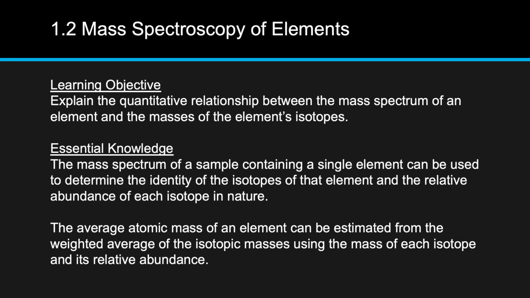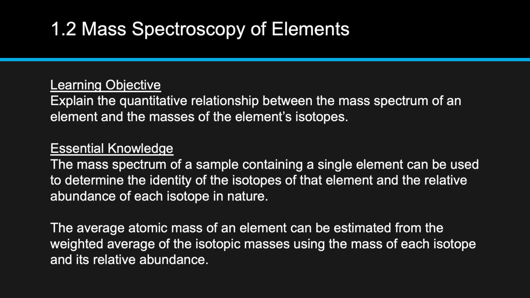All right, hello everybody. This lesson is going over Unit 1, Lesson 2 in the AP Chemistry curriculum. We're going to be talking about mass spectroscopy of different elements today, and the learning objective is to explain the quantitative relationship between the mass spectrum of an element and the masses of that element's isotopes.